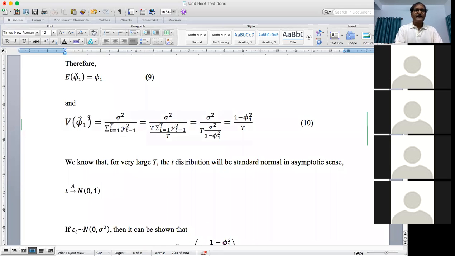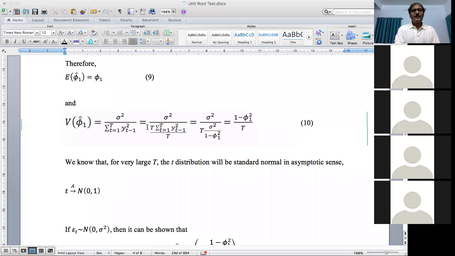And the variance of phi 1 hat, you can understand the value of it just keeping in mind the value of the variance of beta hat. What would be the formula for the variance of beta hat? Try to remember, the variance of beta hat is equal to sigma square divided by the sum of x square. So in this case, the value will be sigma square divided by the sum of x square, because x means yt minus 1 here. Okay.